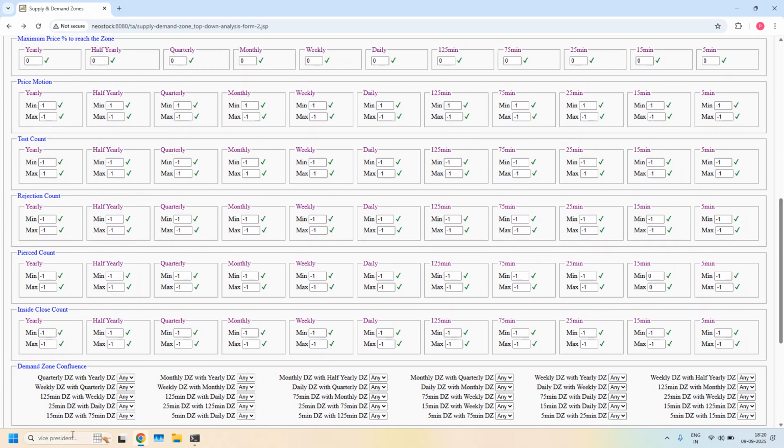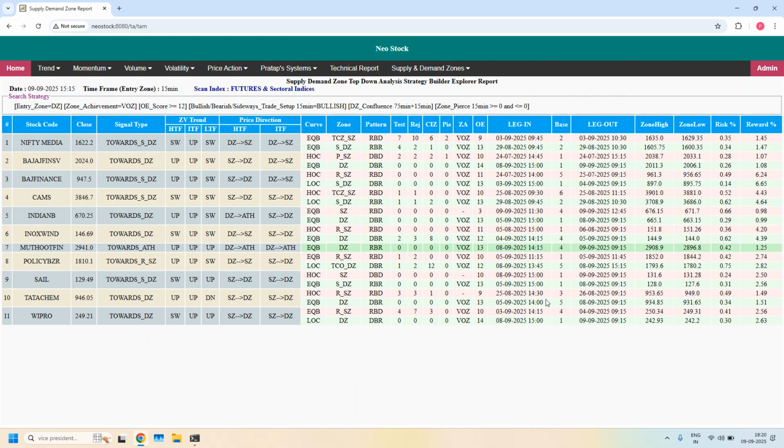I am enabling the filter 15 minutes demand zone with 75 minutes demand zone confluence. By applying the filter on the 13 stocks, we got 11 stocks. In all the 11 stocks, these 15 minutes demand zones are overlapped with the 75 minutes demand zone. That means the 15 minutes demand zone is part of the 75 minutes demand zone. And the 75 minutes trend, ITF trend, is uptrend in all the stocks.